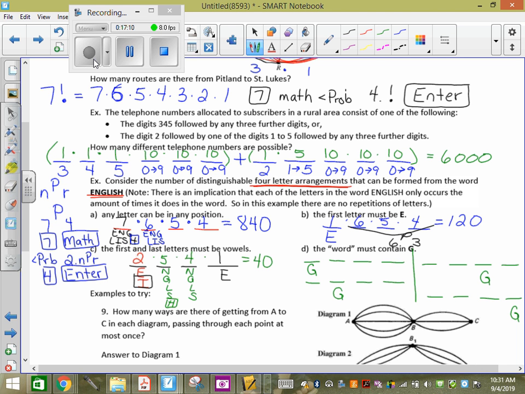If it said it must contain a G in the first blank, then I would put a G in the first blank and I would be done. So this is one of the harder examples because it says it must contain a G. So it doesn't matter where that G could be. It could be in the first blank, it could be in the second blank, it could be in the third, or it could be in the fourth.